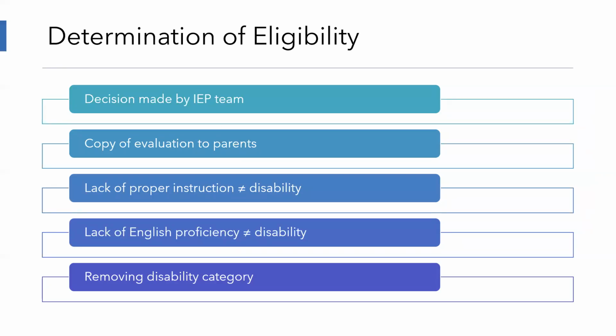So now we'll talk about determining eligibility. IDEA does have a section that gives a little more detail about the eligibility piece. It restates that eligibility is ultimately determined by the IEP team and also specifies that a copy of the evaluation must be given to parents. It specifies that a lack of proper instruction and a lack of English proficiency don't qualify the student as a student with a disability. So again, we need to make sure we're teasing out the appropriate parts here.